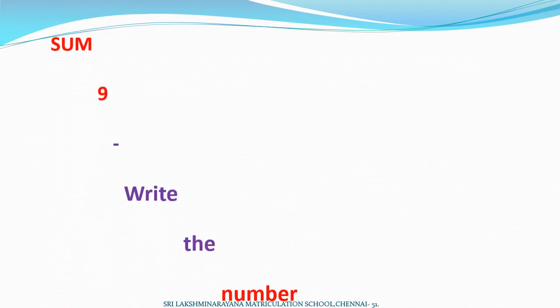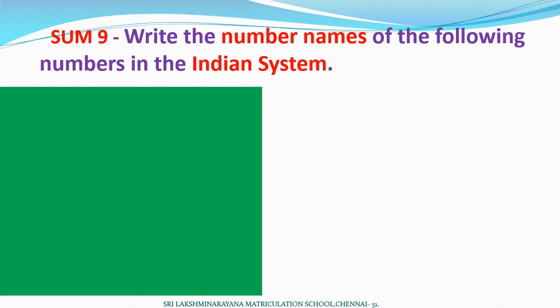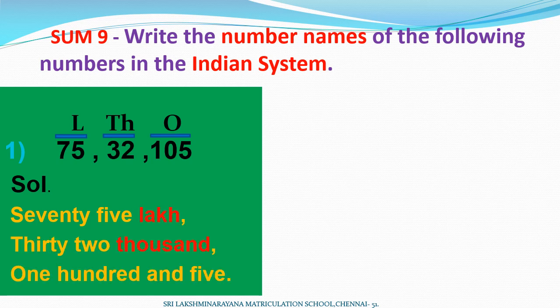Next sum, write the number names for the following numbers in the Indian system. Sum number 1. The given number is 7532105. Before writing the number names, write down the periods for the digits given. Place the 105 under ones, the next 2 digits in the thousand period, and the last 2 in the lakhs period. So this can be written as 75,32,105.